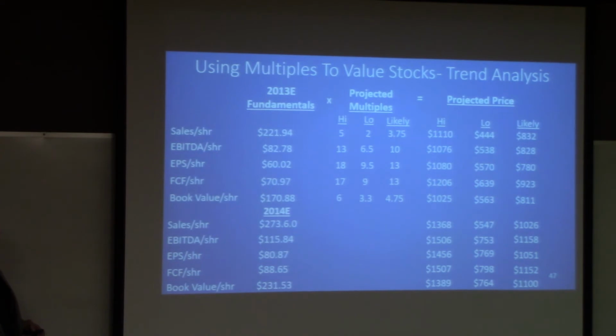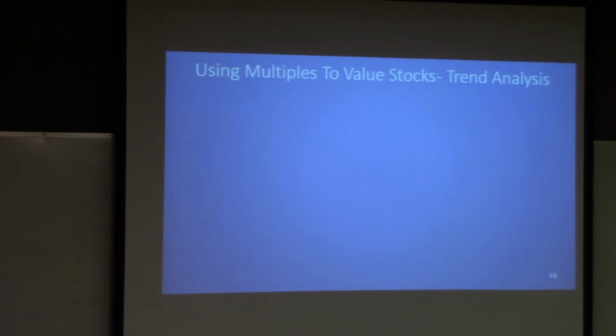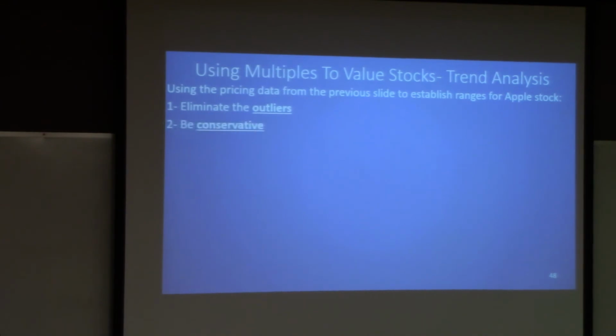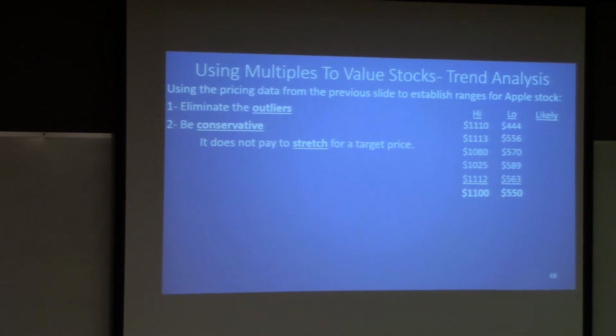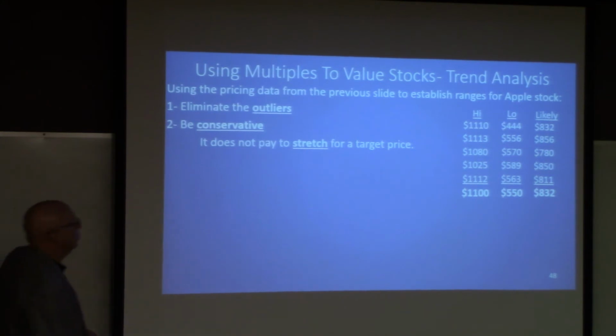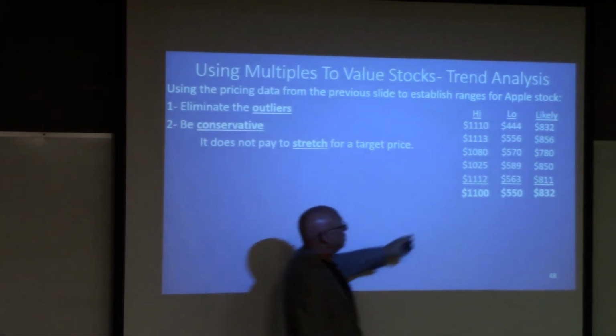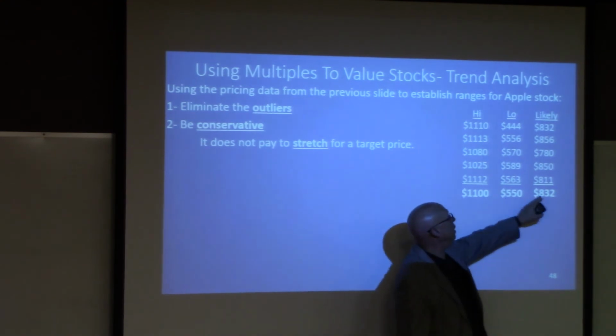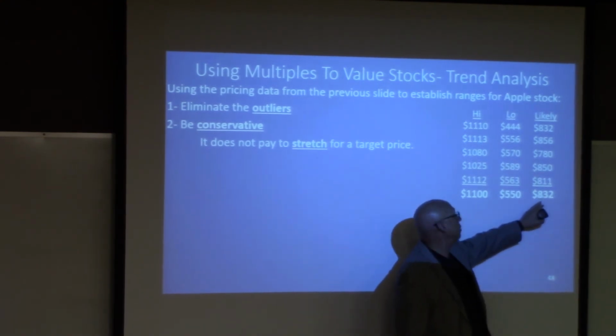Now let's grab these numbers and put them on another table. We'll eliminate the outliers, we'll be conservative. So these are the various prices that we get using the different multiples for 2013. So, high price of $1,100, low price of $550, and a fair price of $832.